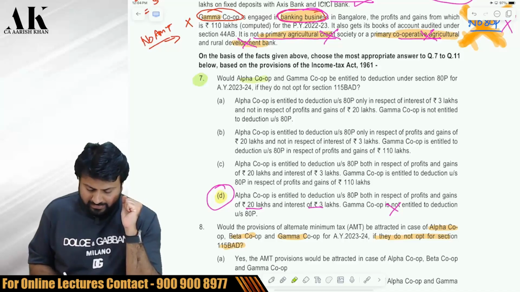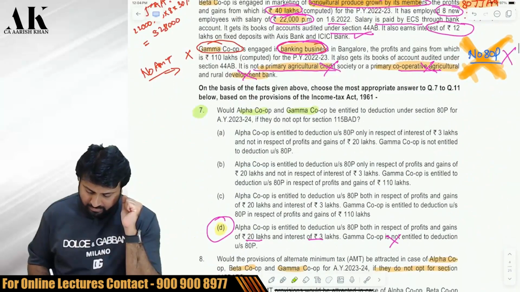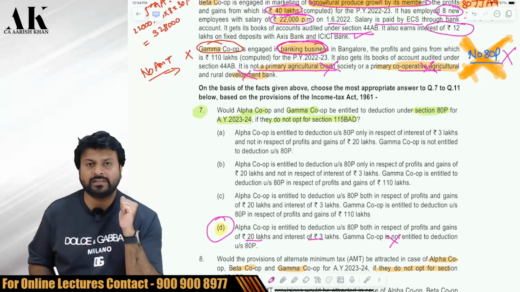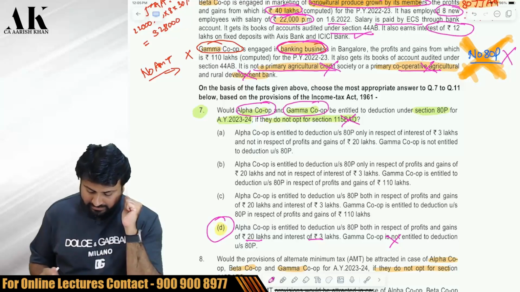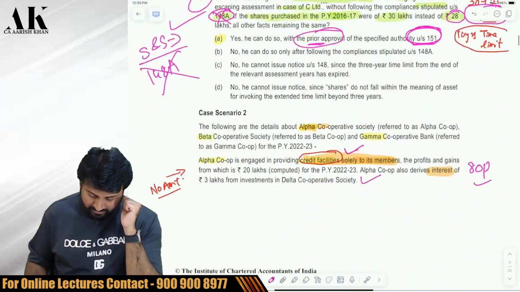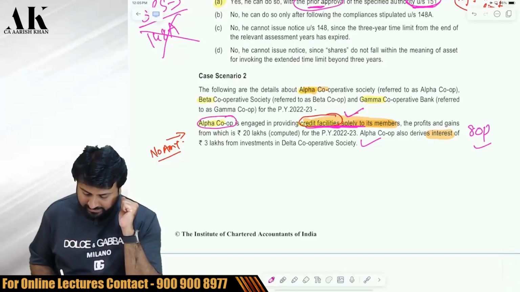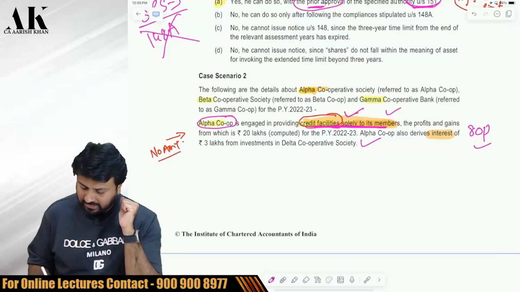Would Alpha and Gamma be entitled to deduction under ATP for AY 23-24 if they do not opt for 115BAD? Now 115BAD is a special tax regime for resident cooperative societies. They are not opting for that. Now we need to say whether Alpha and Gamma are eligible for ATP. Are they doing anything related to ATP? Yes, Alpha is giving credit facility to its members.